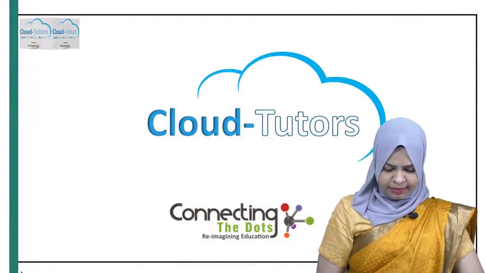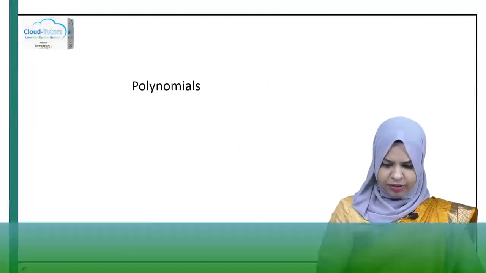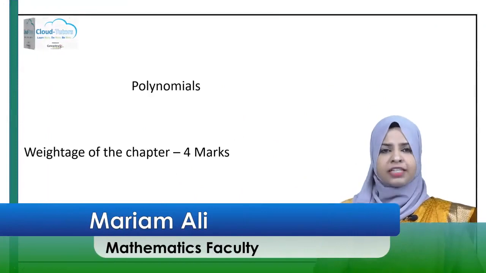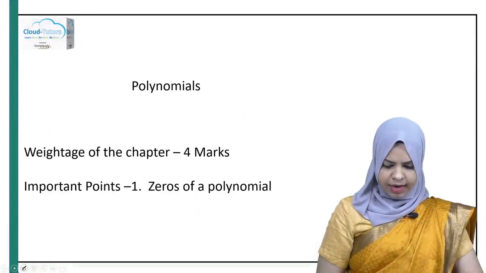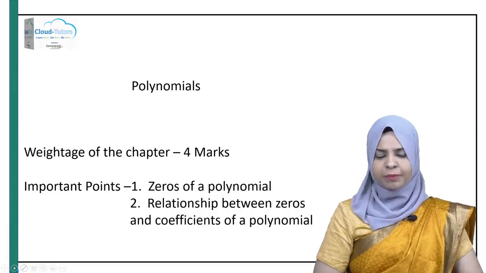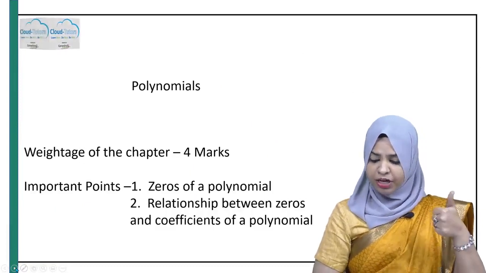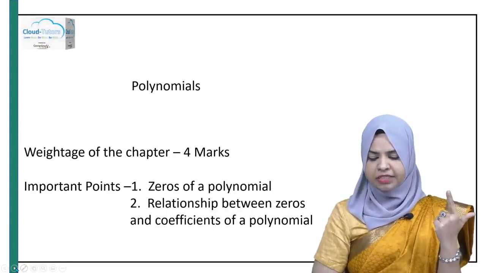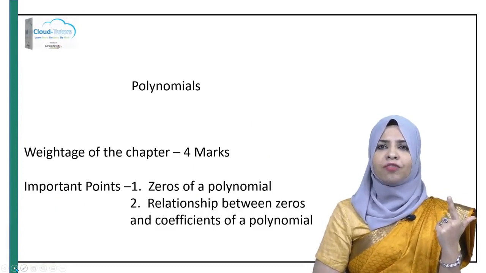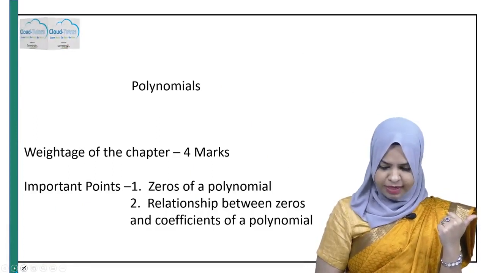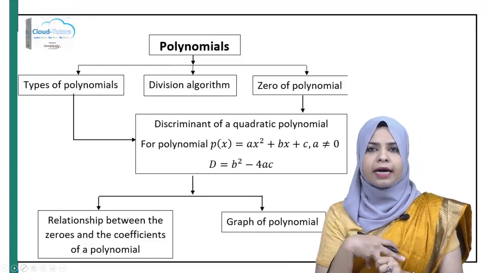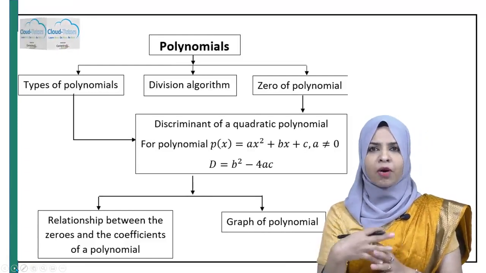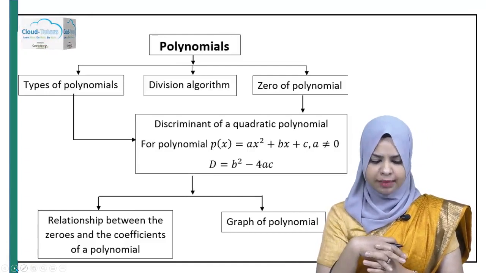Today's topic is polynomials. So let's get started, and the weightage given to this chapter is 4 marks. The important points that need to be remembered are zeros of a polynomial, and the relationship between zeros and coefficients of a polynomial. So basically you can expect questions based on these points. Okay, polynomials, these are the points that are being covered in this chapter.